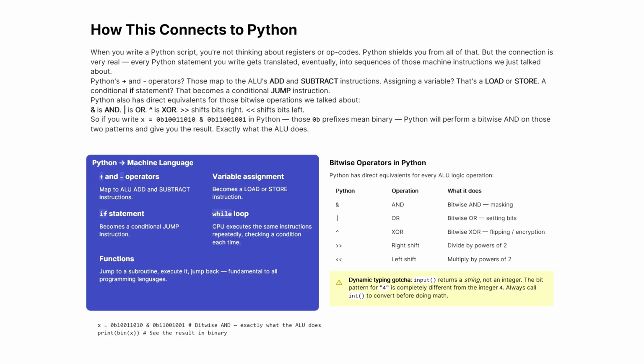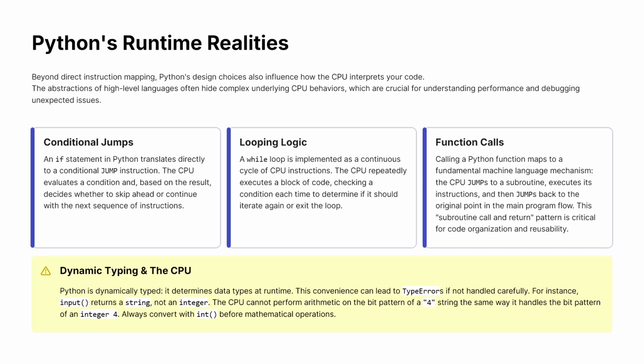So if you write x equals 0b100111010, and y equals 0b11001001 in Python, those 0b prefixes mean binary, Python will perform a bitwise AND on those 2 patterns and give you the result. Exactly what the ALU does. The if statement creates a conditional jump.